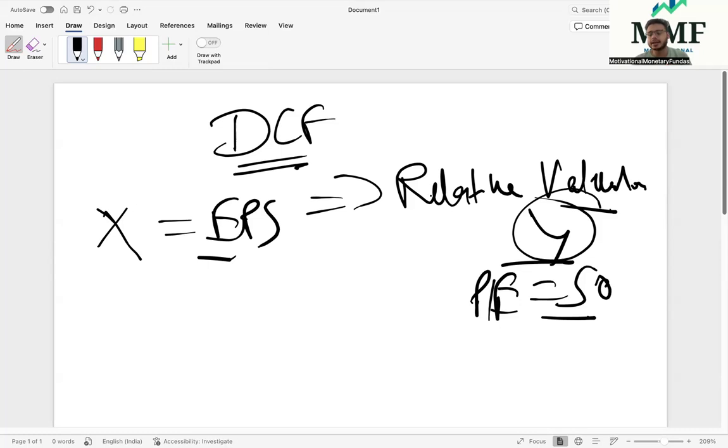Assume करता हूं मैं, it is again a hypothetical number, the price to earning multiple of this listed Y company is 50. ठीक है। अब मेरे पास अपनी कंपनी का प्राइस है ही नहीं, अब मेरी कंपनी तो एक्स है ना, मैं क्या करूं? But I have the EPS of my company.